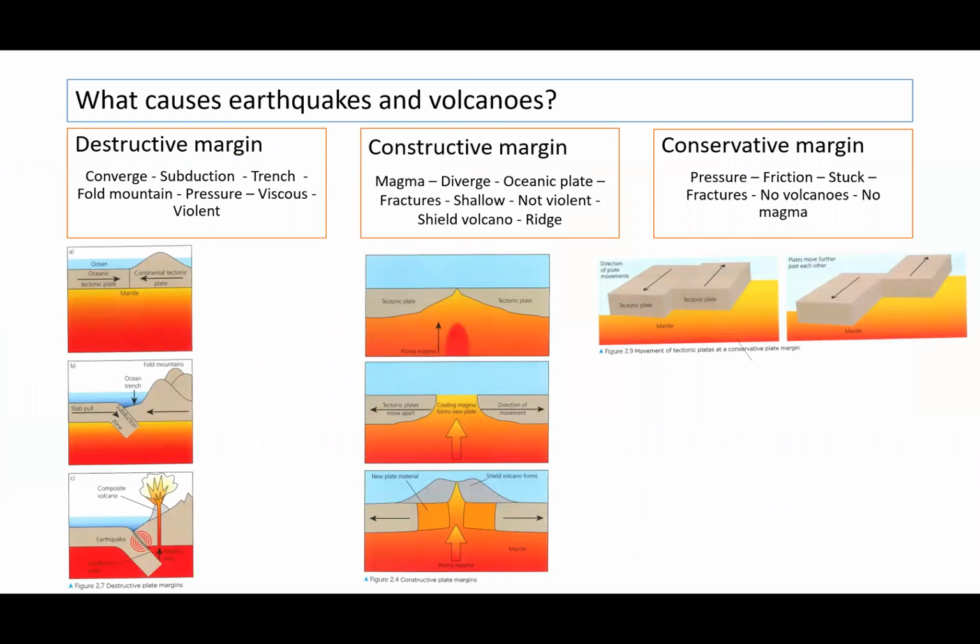So now we need to go through and actually explain what causes earthquakes and volcanoes at these different margins. So you can draw versions of these diagrams if you like, or you can print them. But I want to use these key terms to explain what causes earthquakes and volcanoes at destructive margins, what causes them at constructive margins using different key terms, what causes them at conservative, well, earthquakes at conservative margins using these key terms.